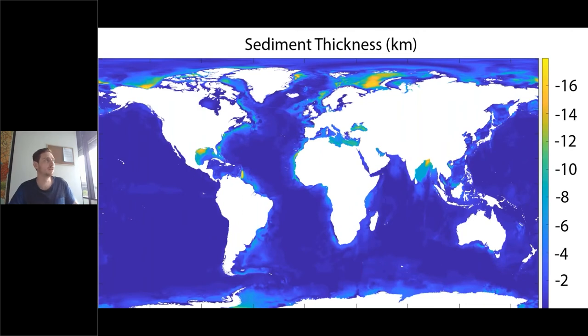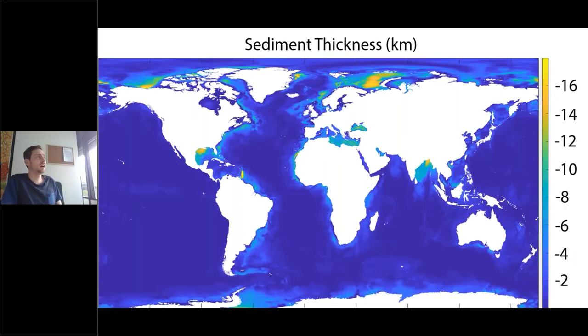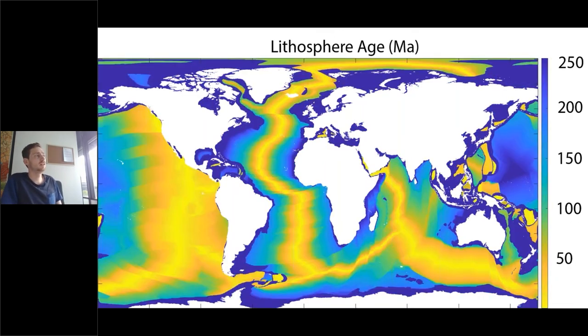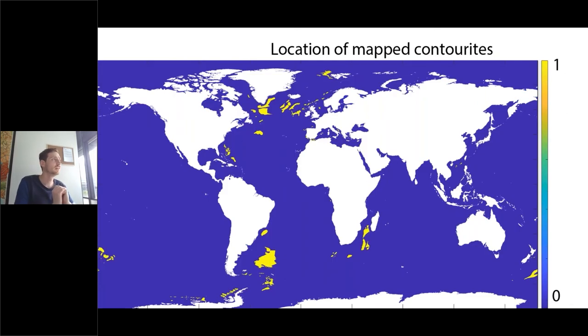Now here's the GlobSed sediment thickness model, and in combination with the lithospheric age, you can simply divide this thickness map by the age to get this sediment supply model, right? And now this gives us this quantitative control over these two main ingredients that we need to predict the contourites, right? Now, finally, to train the model, we need the dispersal of some mapped contourites, which is the Claus et al. Contourite Atlas.